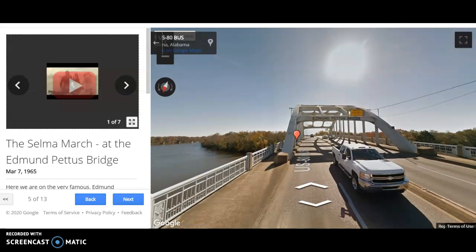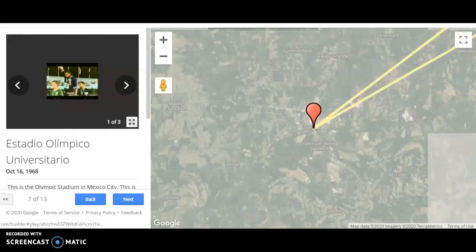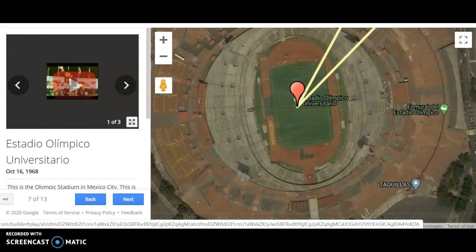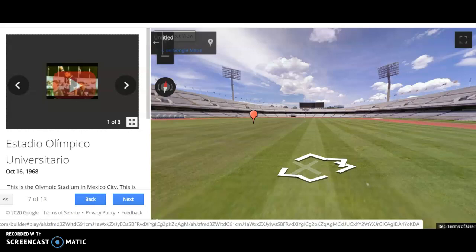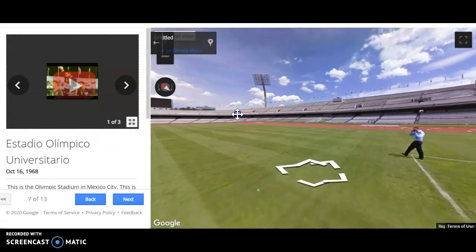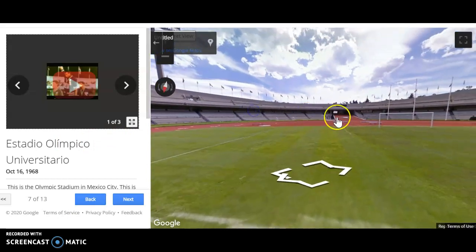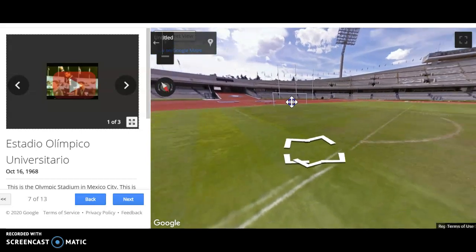The next event that we're going to go to is an event that happened in Mexico. This was in 1968, so we're jumping a little bit here towards the end of the movement. The Olympics were held in Mexico City here in the stadium. At the Olympics, there was a demonstration to show that there was still not equality in the United States.